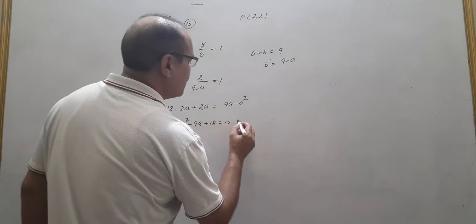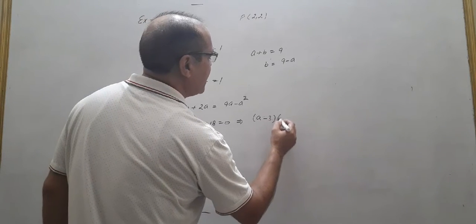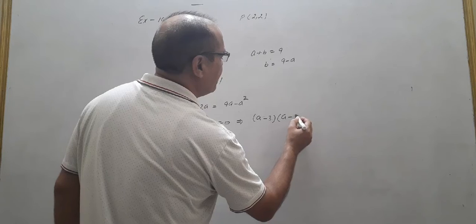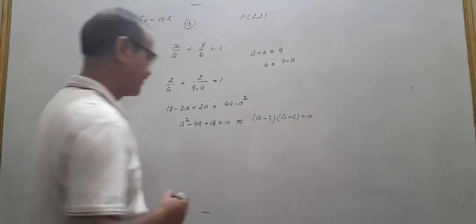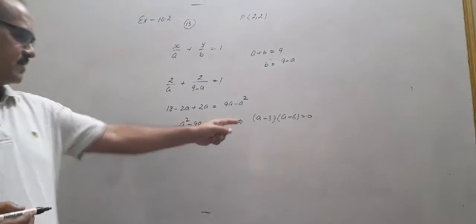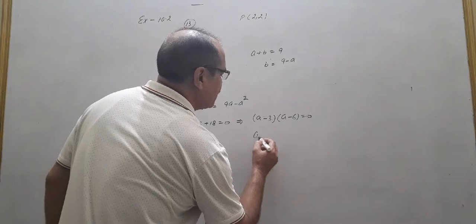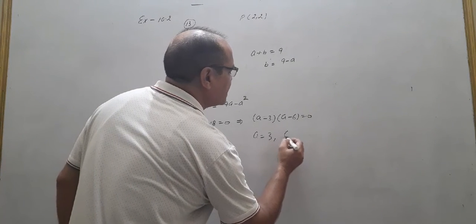Now we have to solve the quadratic. The factors of this quadratic are a minus 3 and a minus 6 is equal to 0. Because this is a quadratic, the factors come from splitting the middle term 9a into two parts. Therefore, students, a is 3 and 6.